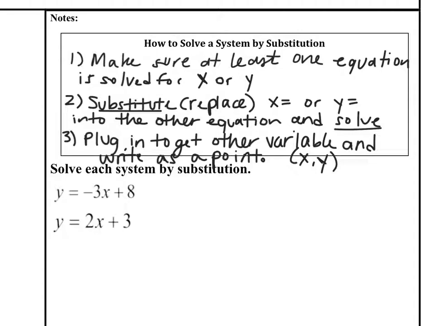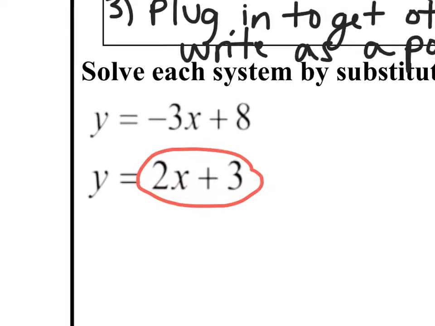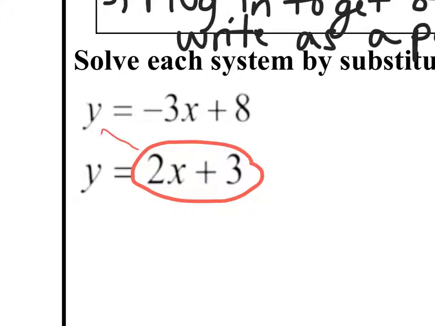Here we have negative 3x plus 8 equals y, and we have 2x plus 3 equals y. Both of the equations are solved for y equals, so we made sure at least one, we actually have two. So what we can do is say, okay, 2x plus 3 is equal to y. So I can say that instead of writing y, I can just say that they are equal to one another. So I'm going to take that 2x plus 3, and instead of keeping it where it is right now, I'm going to put it in the spot for y, because it's also equal to y.